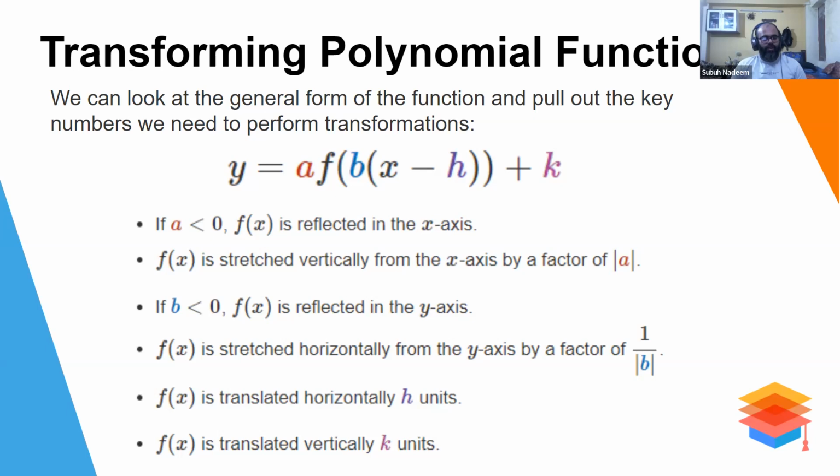The horizontal axis of mod b. f(x) is translated horizontally h units. f(x) is translated vertically k units. Okay, so there are a lot of things in this, and it needs some time to explain it. It is not a small thing.